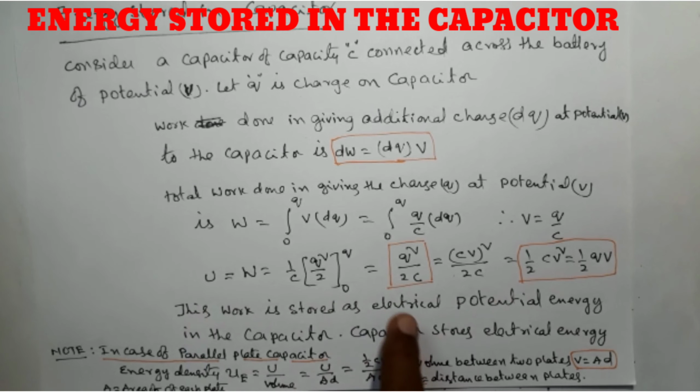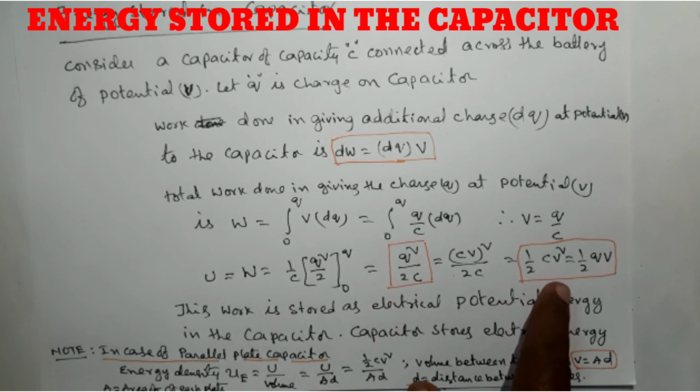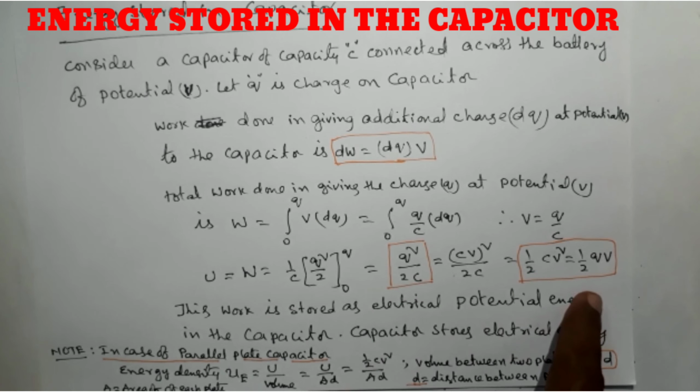Here, whenever charge Q is constant, the Q square by 2C formula will be used. Whenever potential V is constant, the half CV square formula will be used. Whenever C is constant and Q and V vary, the 1 by 2 QV formula will be used. So a capacitor stores electrical energy only.